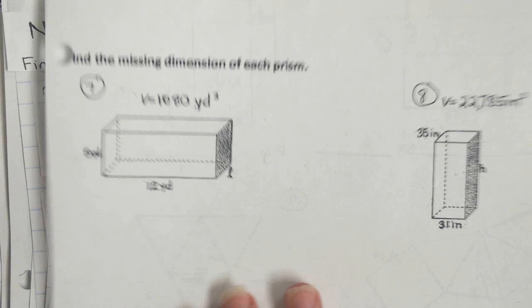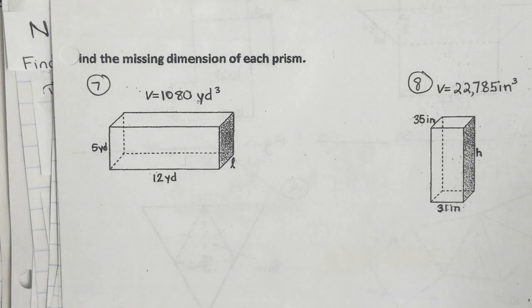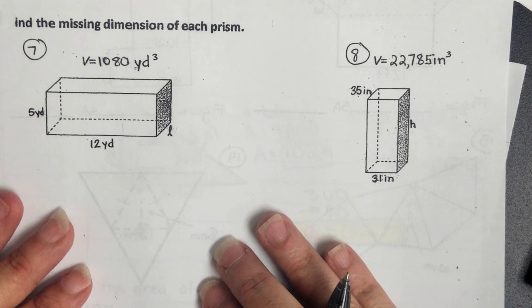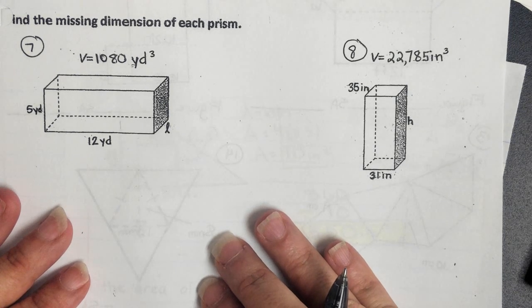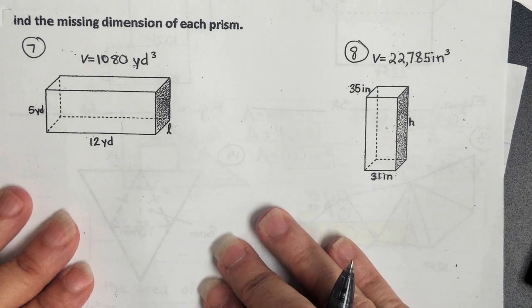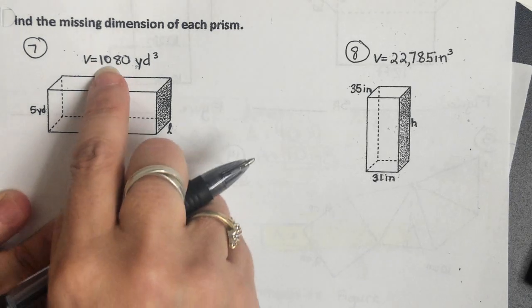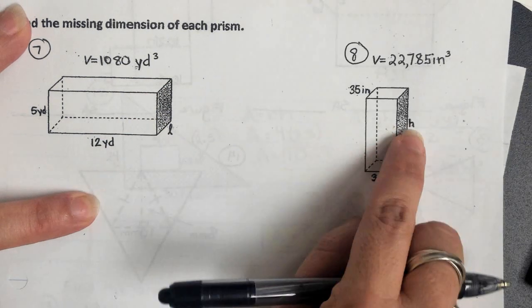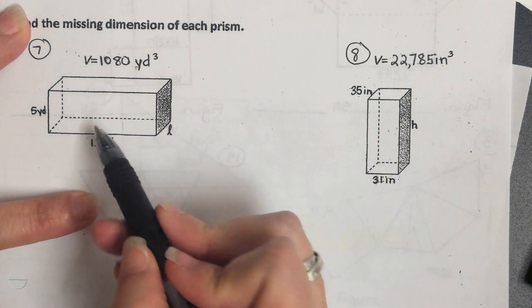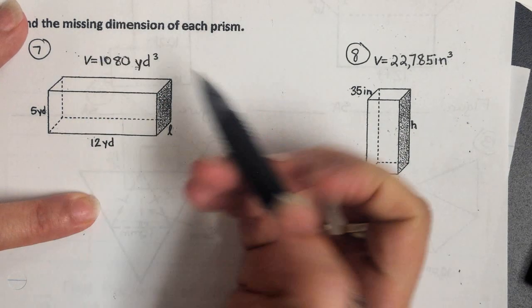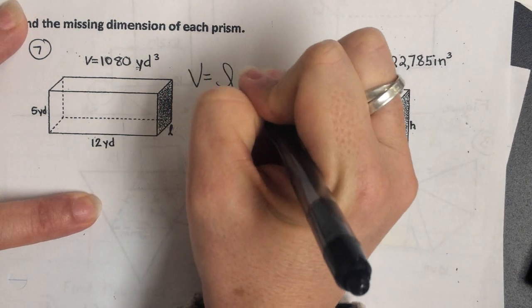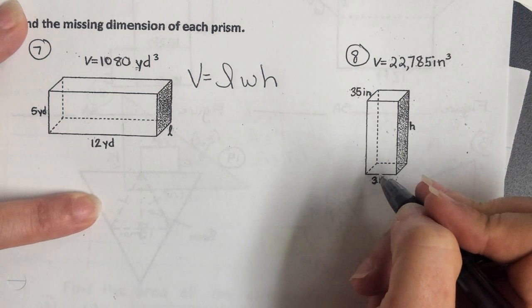Going down to number 7. Here we go. Please do this one with me. I've done this in every class, so we'll see who has it tomorrow. Find the missing dimension of each prism. Okay, so they give us the volume, but these are the ones where they either want us to find the length or the height or whatever. So first, missing dimension. Write the formula. Volume equals length times width times height.